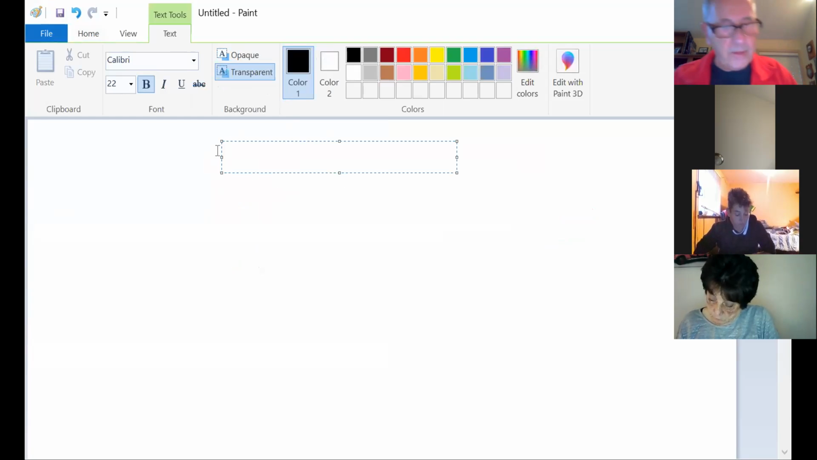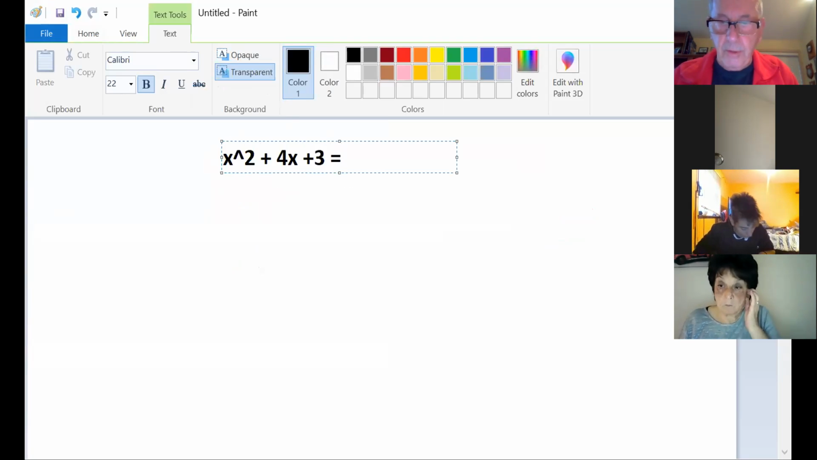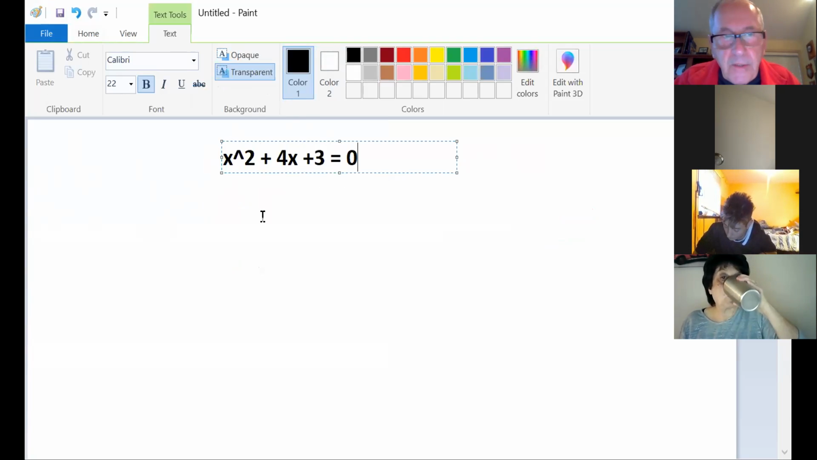Okay. And it is x squared, x, and I'll use the caret to do this, plus 4x plus 3, and that's equal to 0, okay? That's the same thing as y is equal to this function, okay? That's what that means. So I'm saying find the roots of this thing.